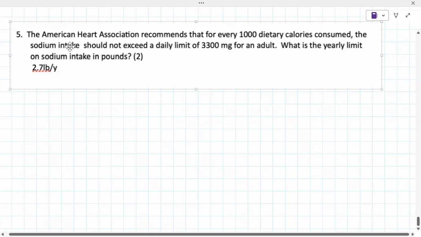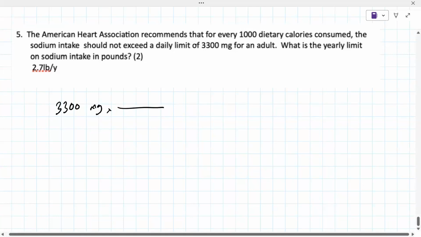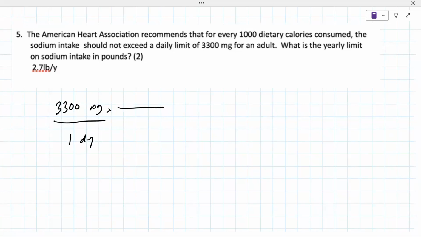The way this reads is that it's 1,000 dietary calories for 3,300 milligrams, but let's just start with the 3,300 milligrams. We're trying to go to pounds. So this is milligrams per 1 day, and we're trying to go to pounds per year.